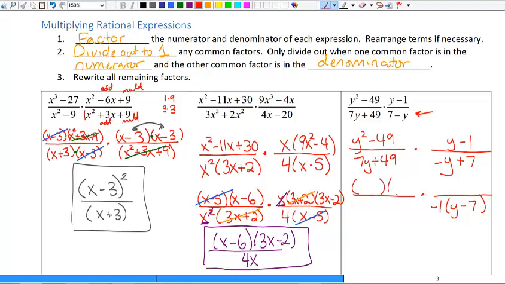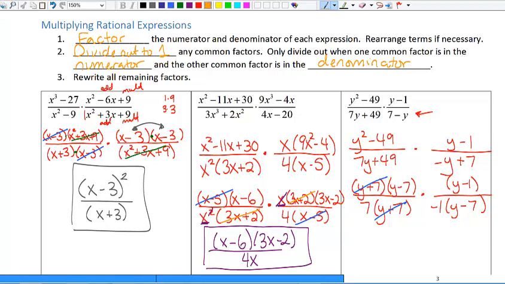Let's see, what else can I factor? Looks like there's a difference of squares here, x plus 7, x minus 7. On the denominator, I have a GCF of positive 7. And on the numerator of the second fraction, I cannot factor anything. So what divides out nicely? Well, I have a y plus 7 in the numerator and a y plus 7 in the denominator.